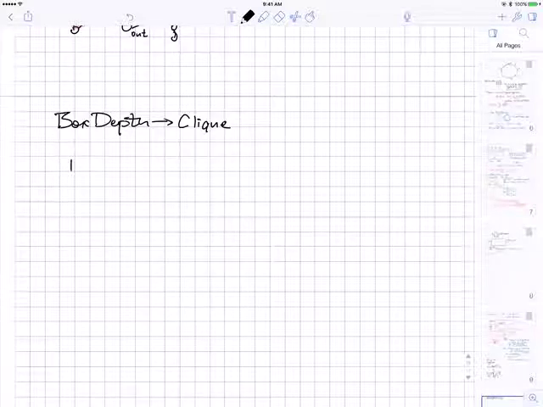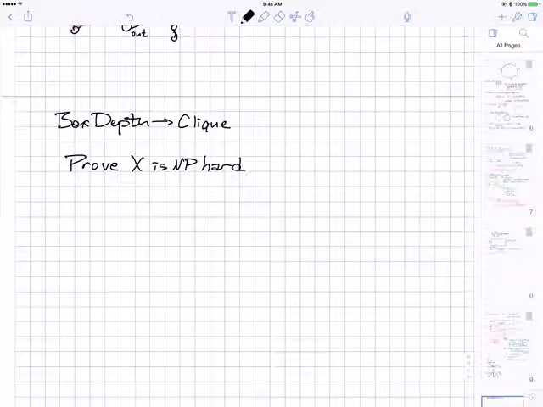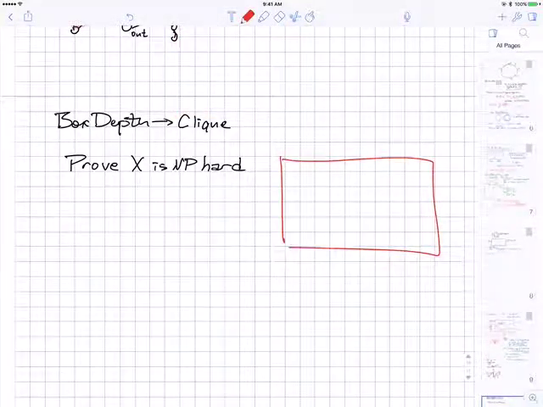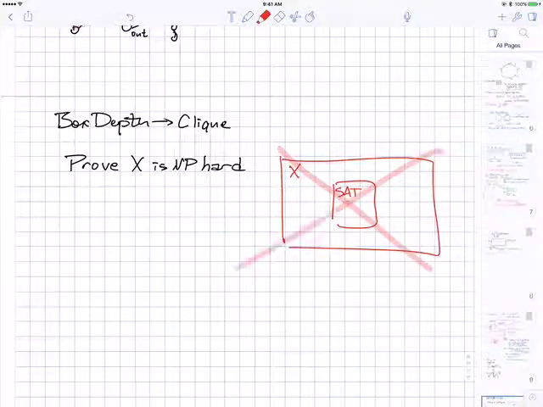So if the problem says prove X is NP hard, and what you write down is, okay, great, let's try to solve X by using an algorithm for SAT as a subroutine, that's backwards. I want to solve SAT using an algorithm for X as a subroutine.